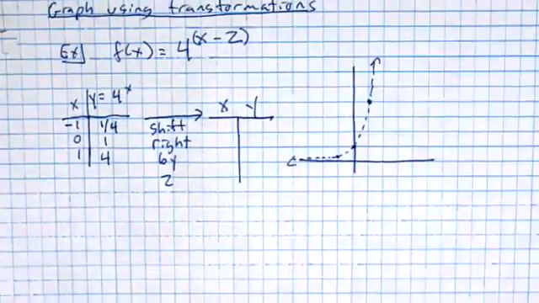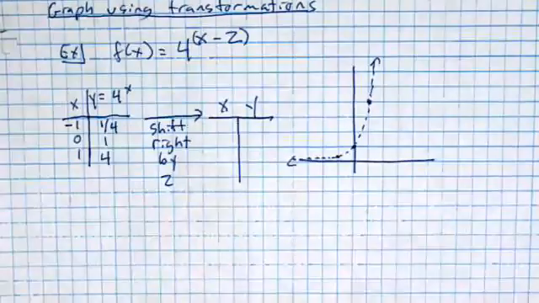Now, if I'm shifting to the right, only one of these columns is going to change. Which one is it? Is it the x column or the y column that is going to change? The y's are going to change because we're shifting up and down. The x's are going to change because we're shifting to the right. The x's are different, but the y's stay the same.